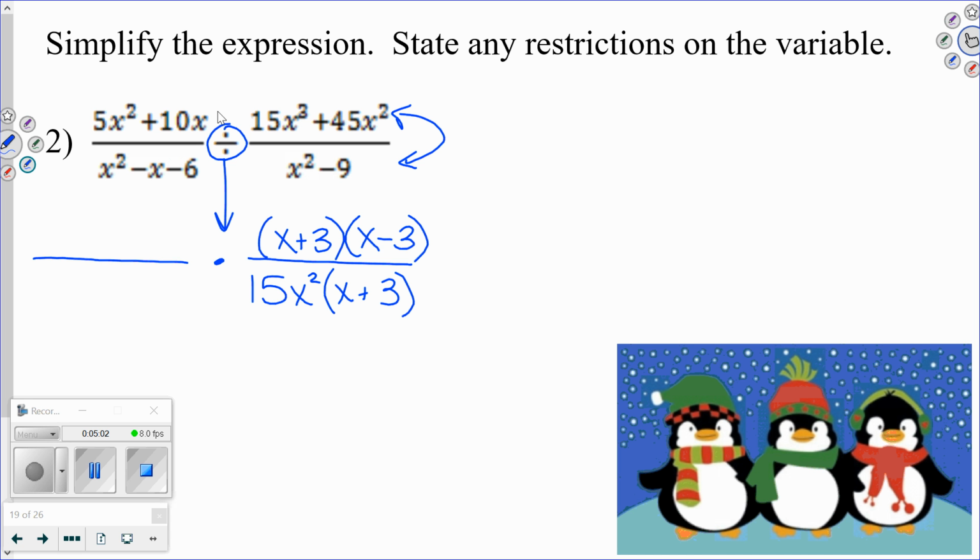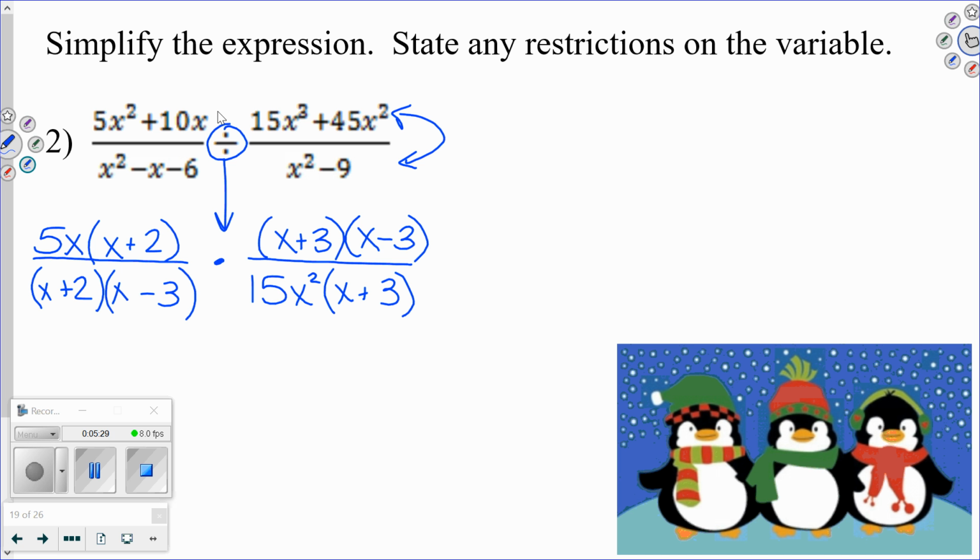What about the top? How do you factor that? Take out a 5x. So x plus 2 in the bottom. So one's plus, one's minus, x and x. It would be a 2 and a 3. Positive 2, minus 3.